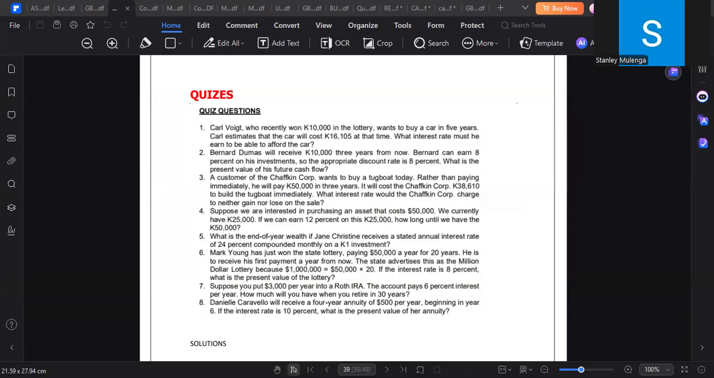Allow a participative class. Okay, these are all questions on time value. Okay, this is our quiz 1. Question number 1, what are we being asked to find? The interest rate.